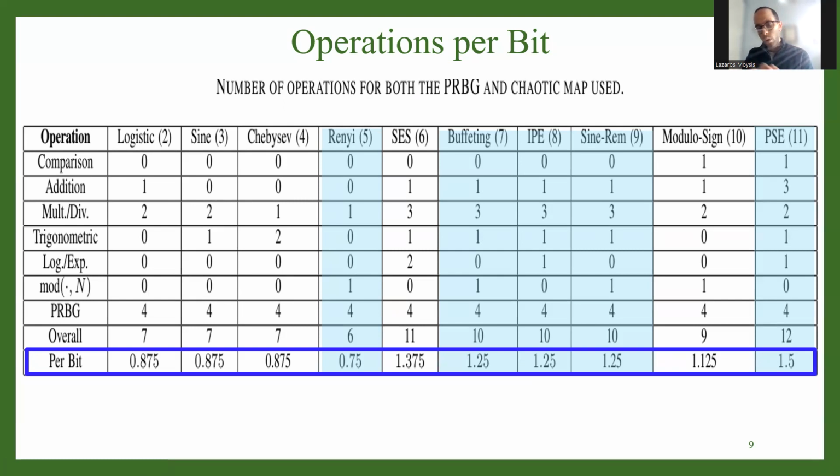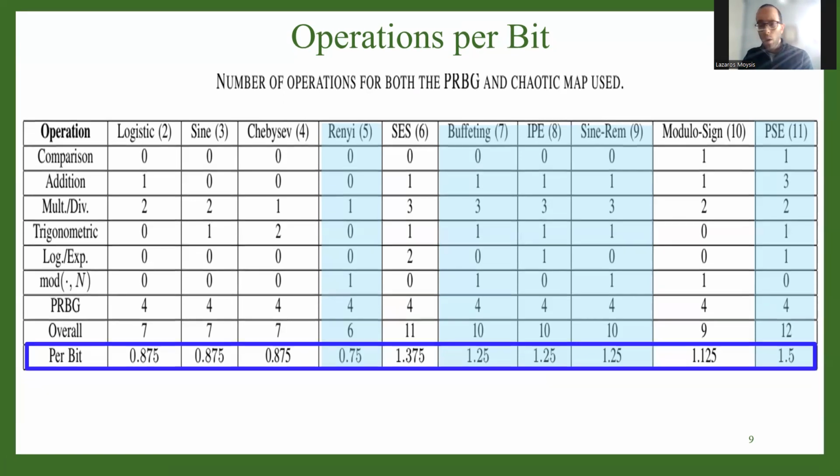Of course, I should mention here that all of these operations, like addition, multiplication, trigonometric, don't have the same complexity. So if you want to actually measure the speed of the PRBG, especially in microcontrollers, you need some testing and experimentation. But as a theoretical value, this is a very good result.